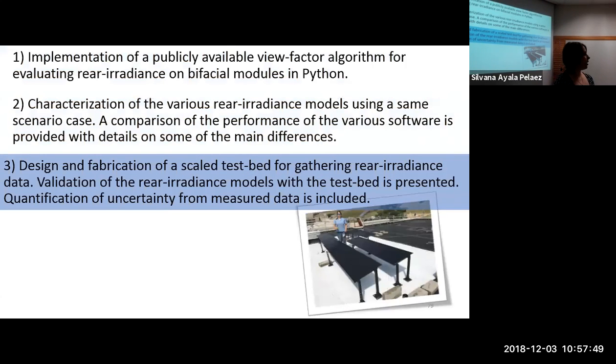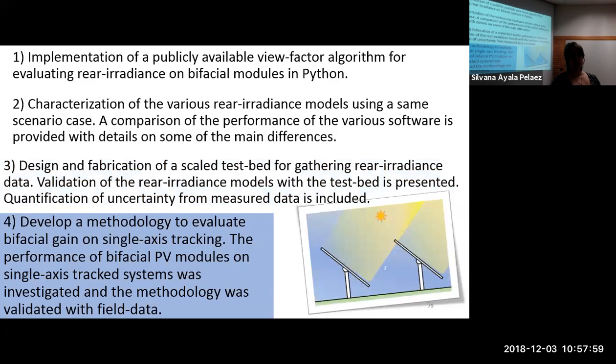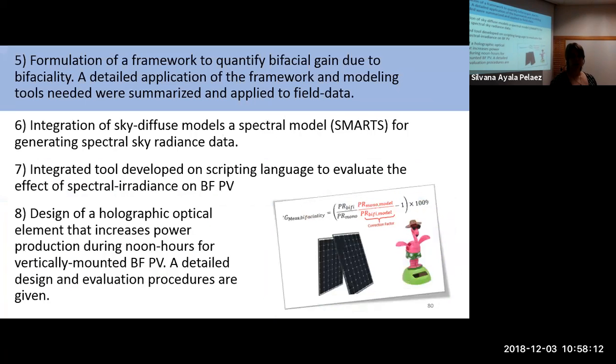There was the design of a scale test bed and all of the measurements taken from it, and particularly the uncertainty, which tells us what accuracy we have, whether we are close or not in the modeling. I also presented the development of a methodology to evaluate the bifacial gain of single axis tracking, a modification to the sky and to the software to be able to model when we are tracking the sun. We have a formulation of a framework to quantify the bifacial gain. This last part, with the correction factor, is very important going forward in the field, I think, so that we can trust the values that we're being given.